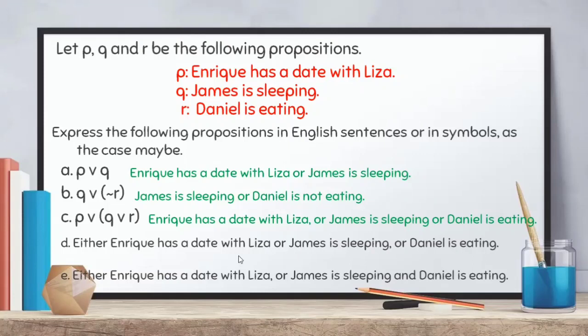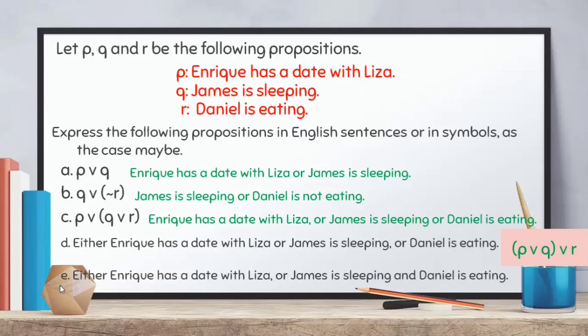All right. So we have here, Enrique has a date with Liza, or James is sleeping, followed by this comma. So meaning the two propositions that we have here, P and Q, should be placed inside our parentheses, followed by our connective or, then proceed with your last proposition R, which is Daniel is eating. So our symbol would look like this, right? So parentheses, P or Q, then we have your or R, right? Any questions so far? None.